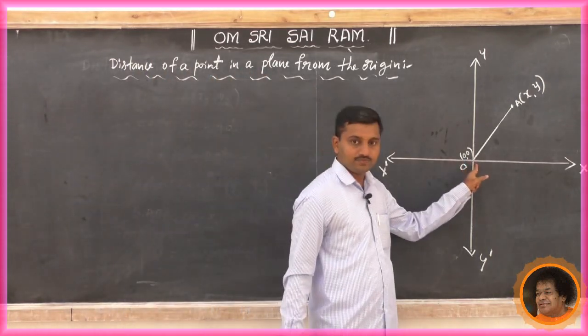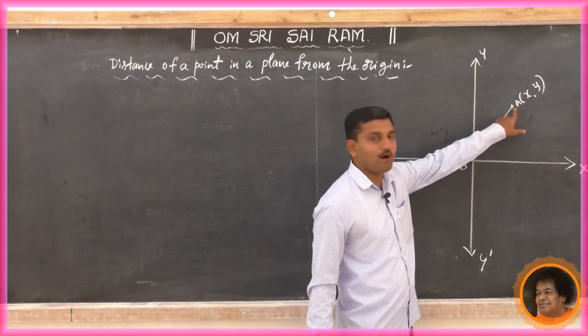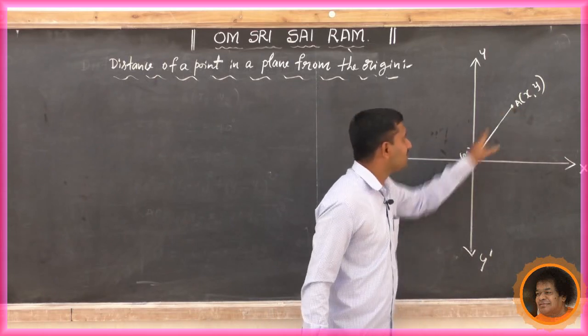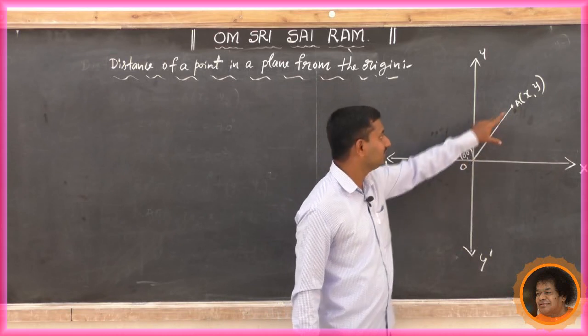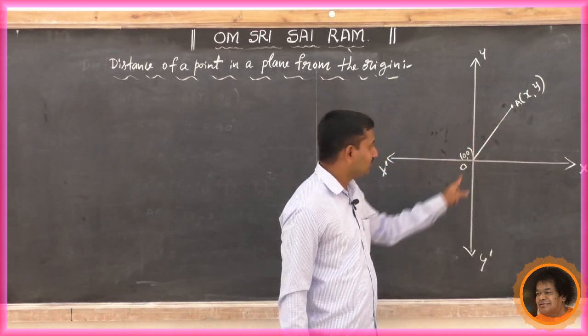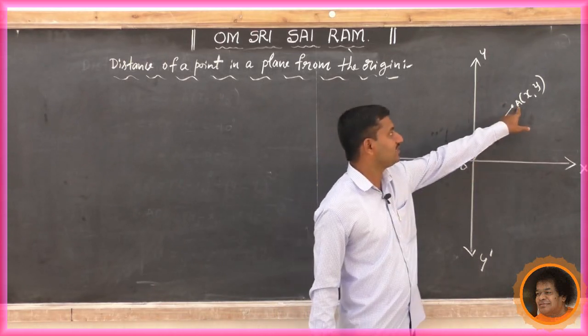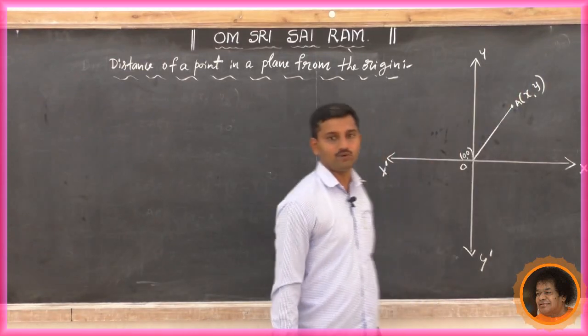See here, O is the origin and A is any point on the Cartesian system. So what is the distance between O and A, or the length OA? How to find the distance? Here the origin O has coordinates 0, 0, and the point A has coordinates x comma y.